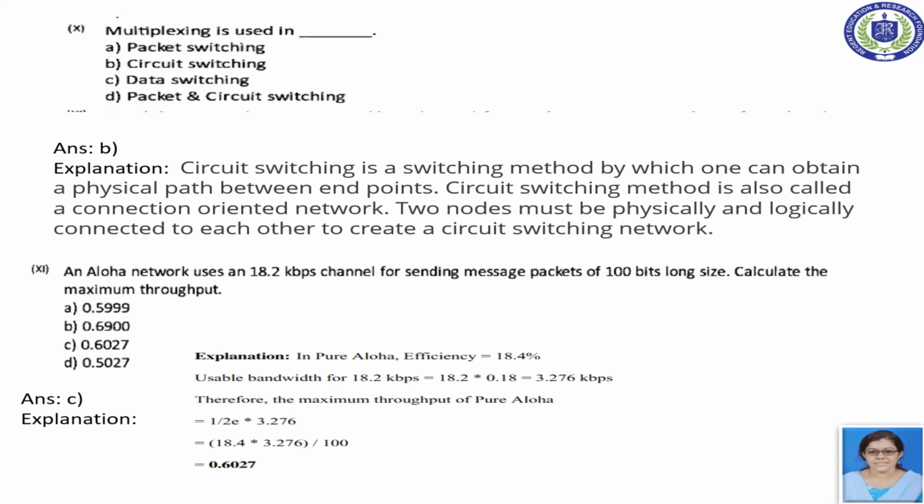So you have to find the maximum throughput. The formula is 1 by 2e, that means exponential value, into 3.276, which is the bandwidth. So you get the value 0.6027. This is the throughput value. So the answer is 0.6027.